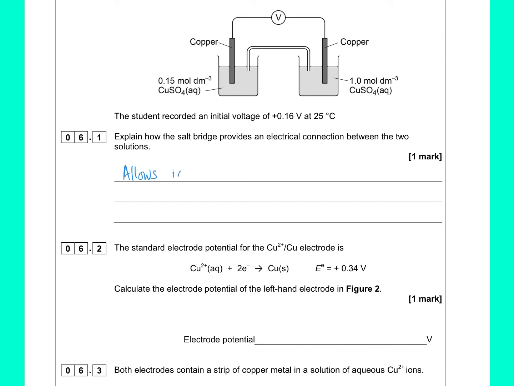So it allows the ions to move. It's really important that you say ions, that you don't talk about electrons moving, because the electrons move through the wire between the 2 copper electrodes. They do not move through the salt bridge. Okay, so it allows the ions to move. This completes the circuit.